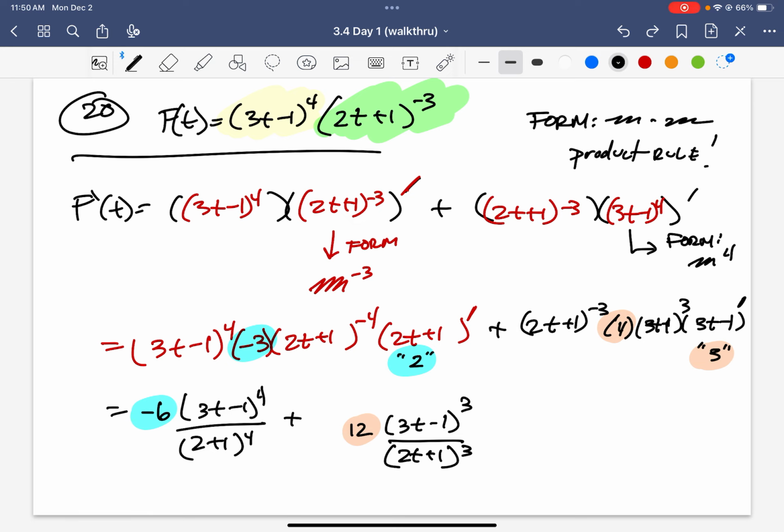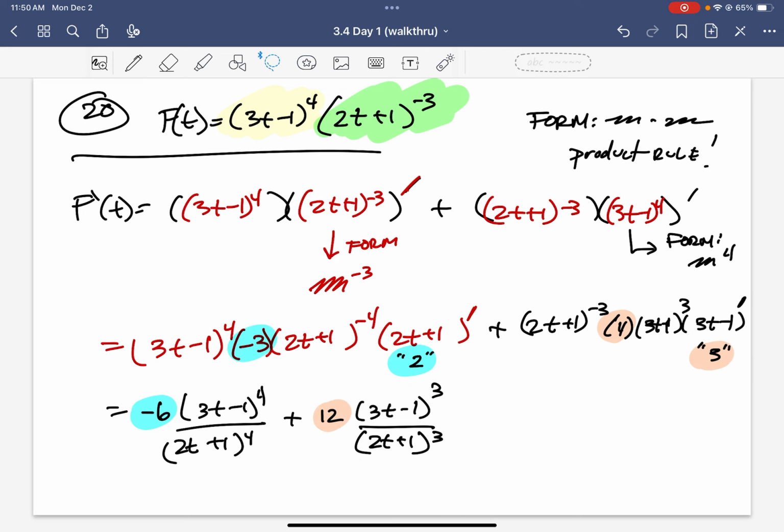And then I guess if you wanted to make it look a little nicer, you could get a common denominator if you just wanted to. Don't forget this down here is 2t plus 1. So if you'd like to get a common denominator, you could stop there if it did not say to simplify. But then if you wanted to go a little further with a common denominator, you would hit this one with a 2t plus 1 over 2t plus 1. Right.